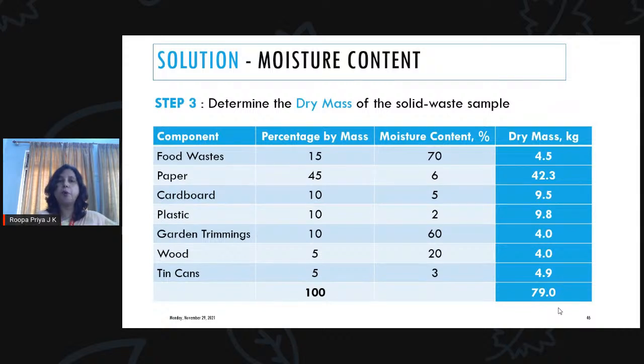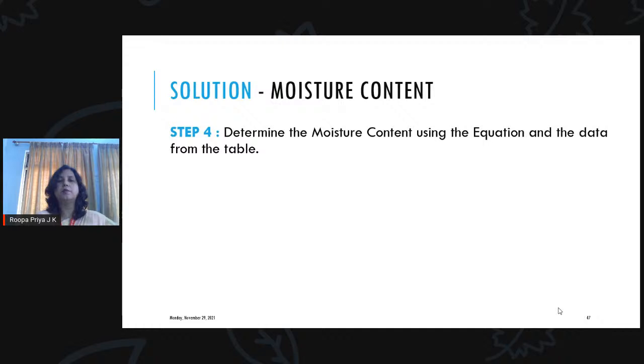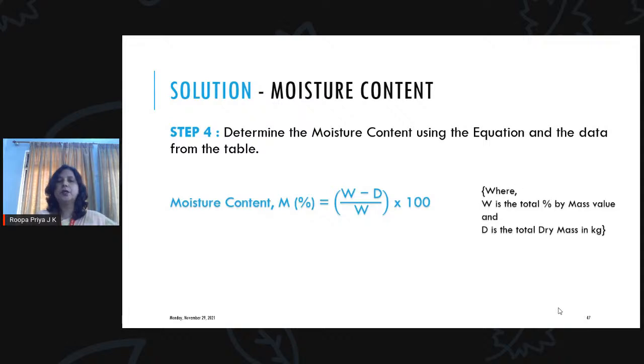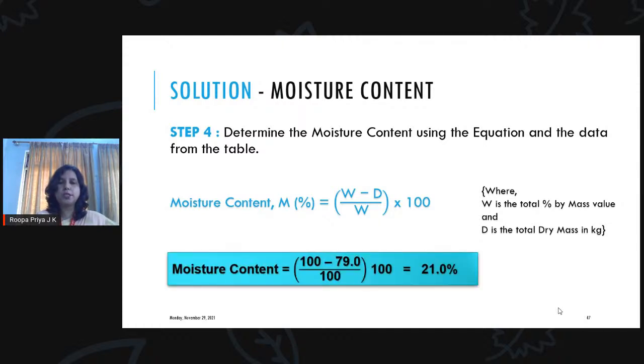Now we have to calculate the moisture content using the formula, which is (W minus D) divided by W into 100, where W is the total percentage by mass value and D is the total dry mass in kg. This is the moisture content for this particular problem. We had the dry mass as 79 kg. We had the total percentage by mass as 100. Now we have the moisture content as 21% for this particular problem. So this is how we actually calculate the moisture content of solid waste.